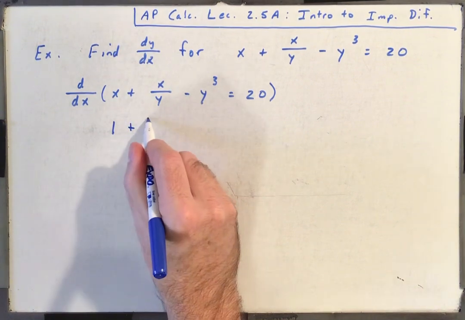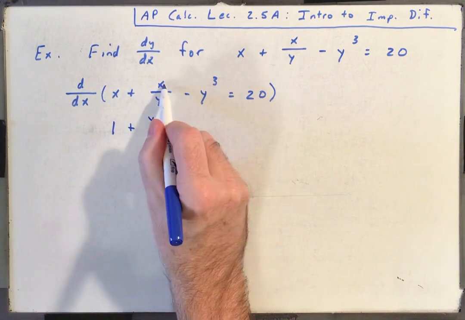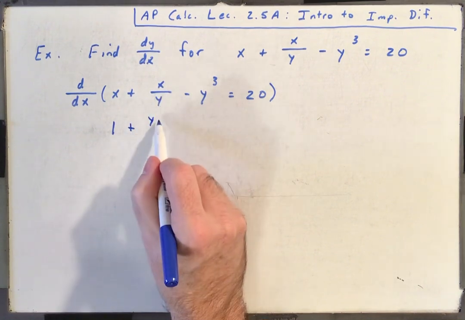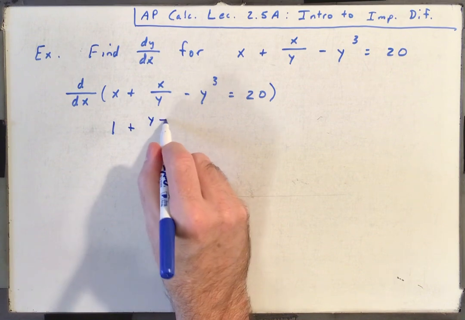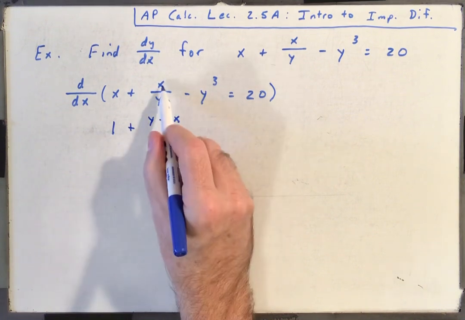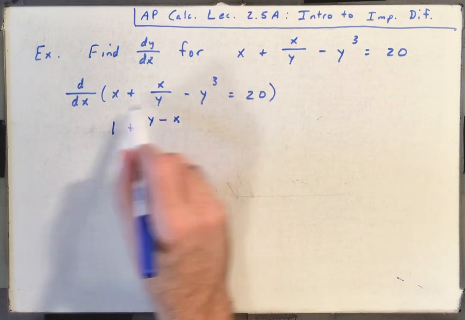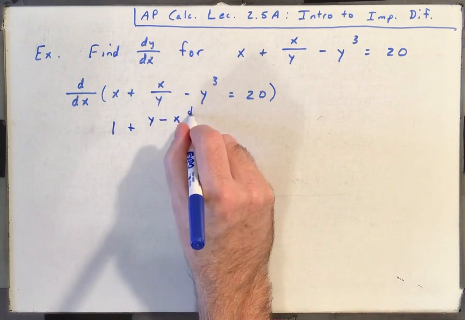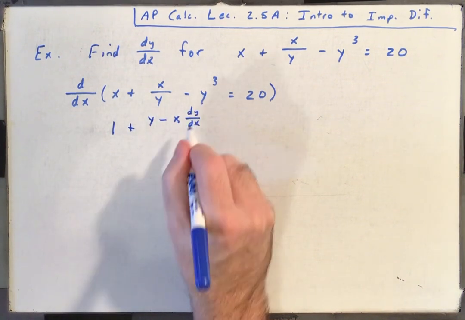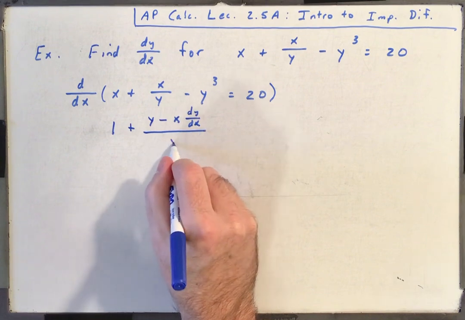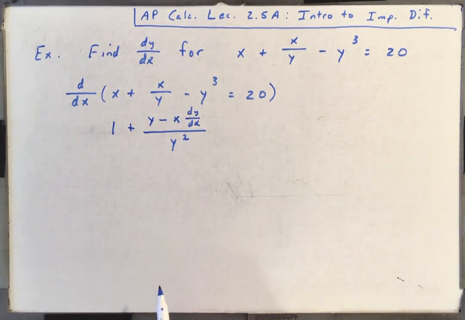Now we have a quotient rule. The bottom, y, times the derivative of the top, that's 1, minus the top, x, times the derivative of y with respect to x, that's dy/dx, all over the bottom, squared.